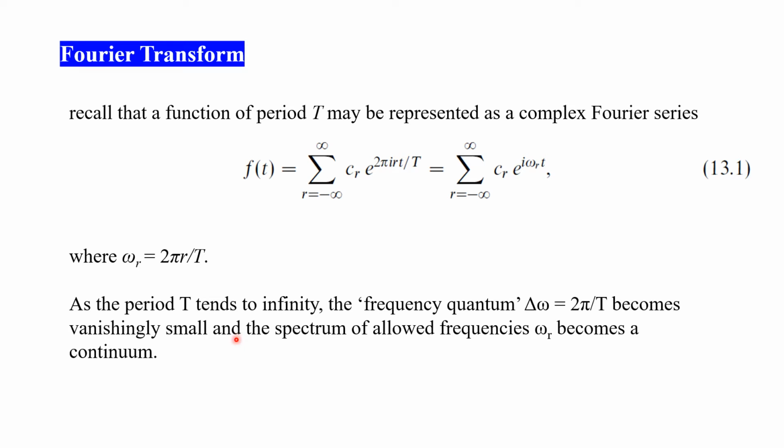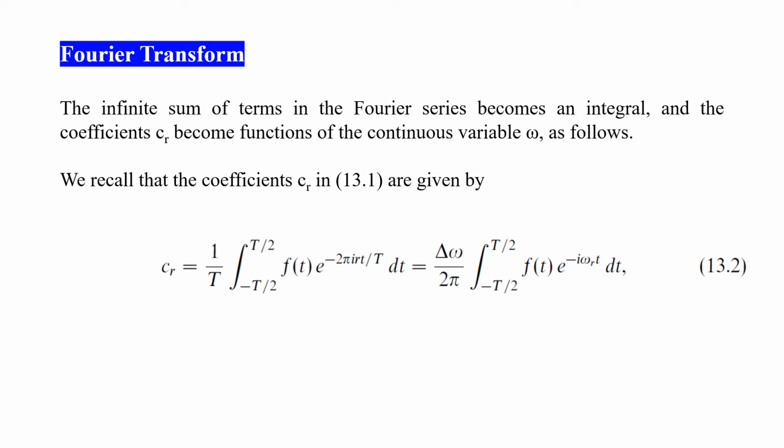As the period T tends to infinity, the frequency quantum, Δω, which is equal to 2π/T, becomes vanishingly small, and the spectrum of the allowed frequencies ω_r becomes a continuum. The infinite sum of terms in the Fourier series becomes an integral, and the coefficients c_r become functions of the continuous variable ω as follows.